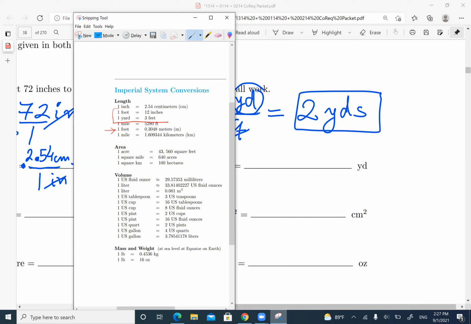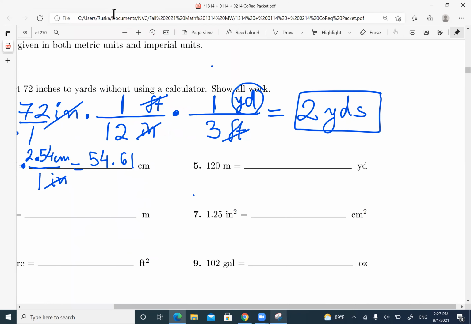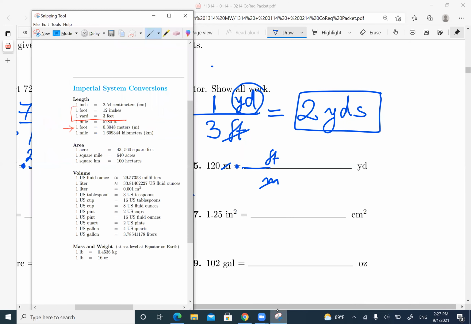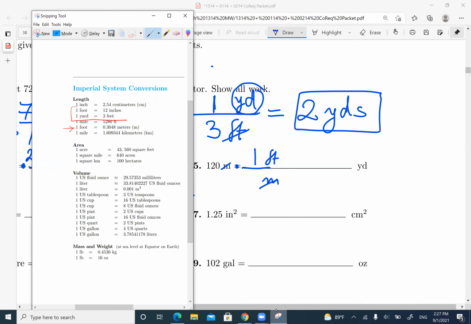Yes, 1 foot is 0.3048 meters. So that's what you're going to use. So I have meter and foot. So I'm going to be multiplying here. Meter in the bottom, because you're going to cancel the meter, and feet in the top. Okay? So it's 1 foot is, let me look at the number again, 0.3048.